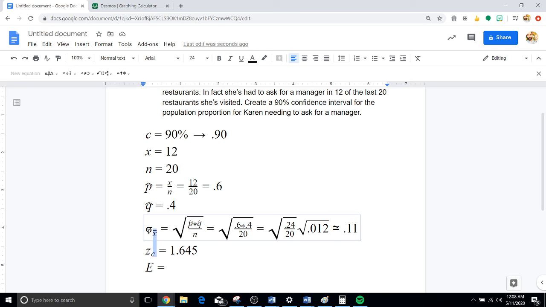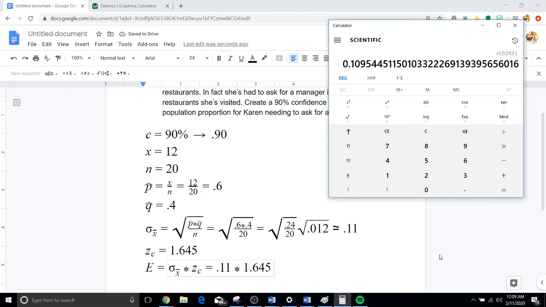So we have standard error times Z confidence. And that is going to be equal to 0.11 times 1.645. I don't know that off the top of my head, so let's multiply them. And we get 0.18095. Let's call that 0.18.